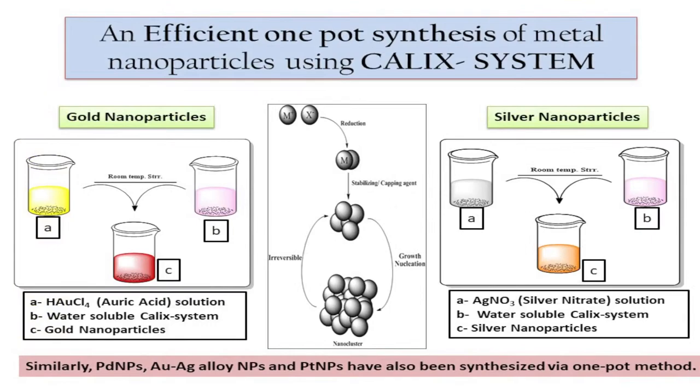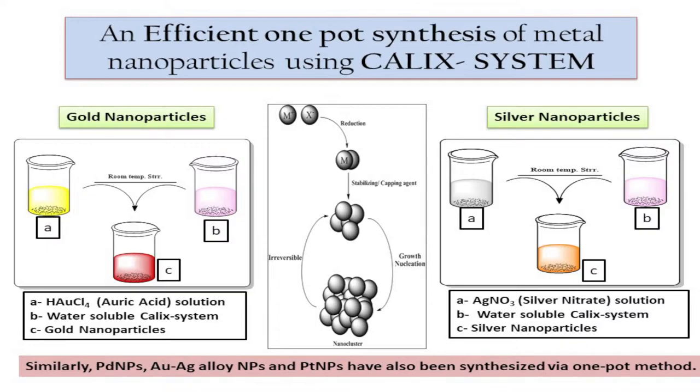And so we can synthesize metal nanoparticles by a simple one-pot method. That is, we just take the gold solution, take our calyx platforms, which are dispersible in water, and mix them together at room temperature or slightly elevated temperature, up to 35, 40, or 50 degrees centigrade. Just mix them together. We get monodispersed, stable metal nanoparticles like gold as well as silver here. And similarly, we have synthesized palladium nanoparticles, gold and silver nanoparticles, platinum nanoparticles by this particular method only.